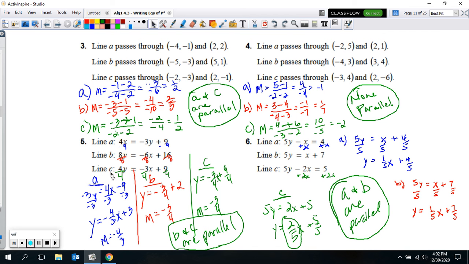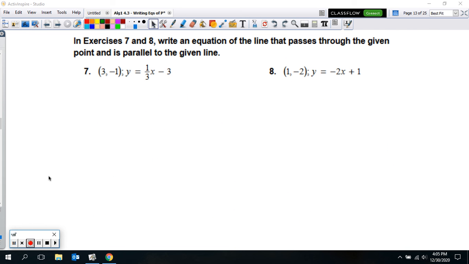All right, let's move on to 7 and 8, which are a little bit different. 7 and 8 ask you to write an equation of the line that passes through the given point and is parallel to the given line. So we have a point that's given to us, an ordered pair, and then an equation.